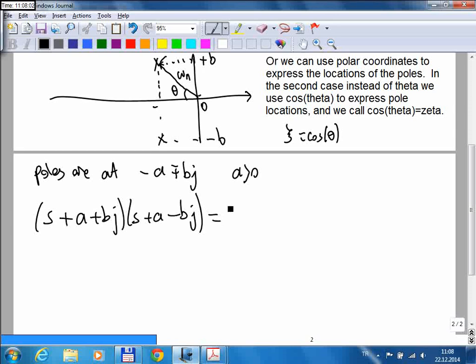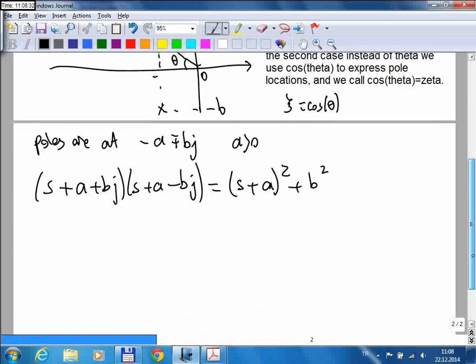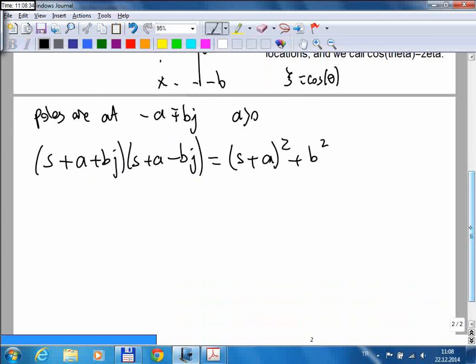So if you open the multiplication, you get s plus a squared, and then this multiplied with the real part here cancels this multiplied with the complex part here, so they just cancel each other out. And then we also have this multiplied with that, and that gives us minus b squared j squared, but j squared is minus 1, so that gives us plus b squared. Okay, so this is the characteristic polynomial.